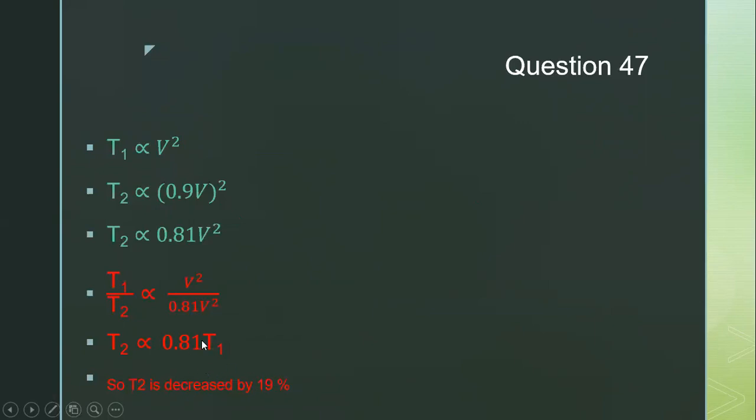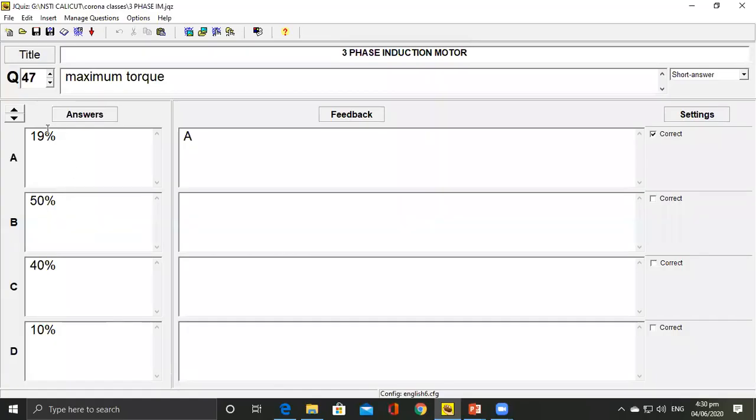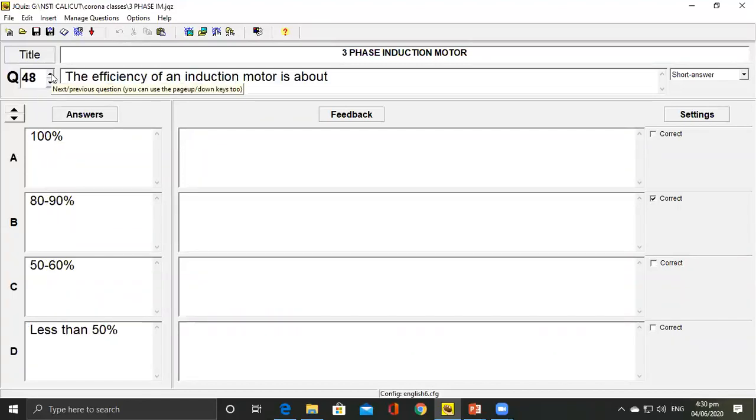So 19% is decreased, since 81 to 100 is 19. So T2 is decreased by 19%. Our answer is option A. Okay, the next question is very simple. The efficiency of an induction motor is about 100%, 80 to 90%, 50 to 60%, or less than 50%?